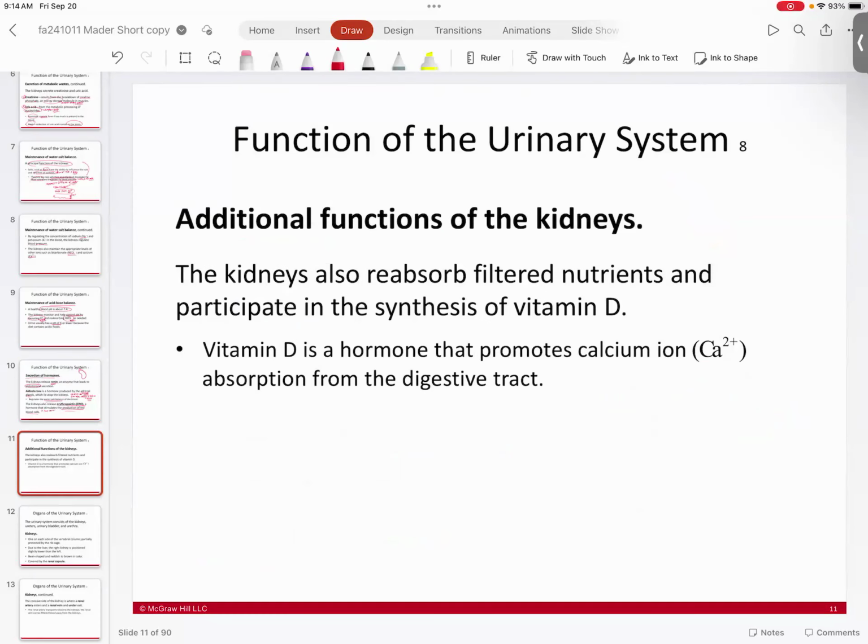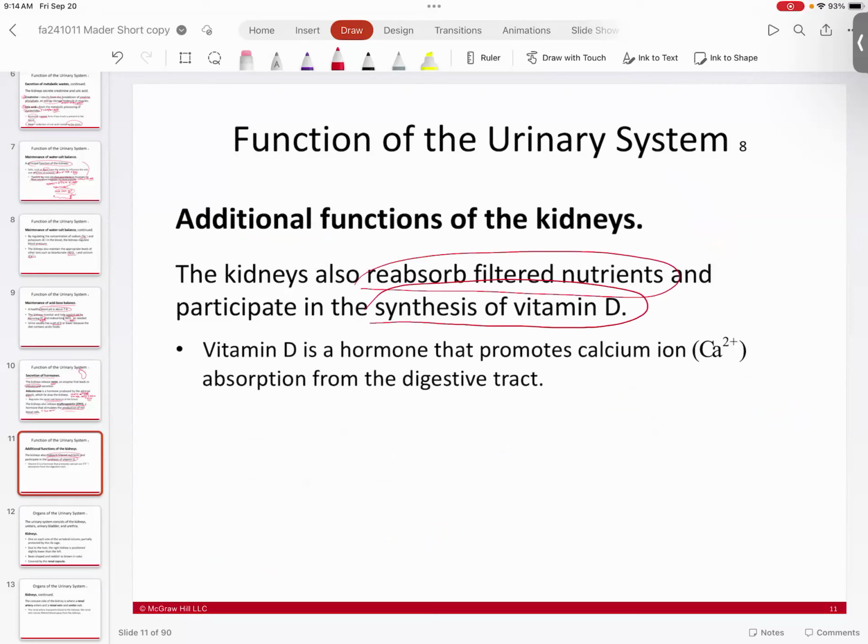A couple of other functions of the kidneys that we touched on. They will also reabsorb nutrients that have gotten into the urine stream, so we get those back, for instance. And they are also the terminal point for the ultimate synthesis of vitamin D.